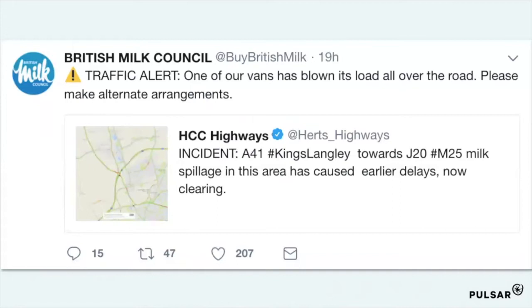Traffic alert. One of our vans has blown its load all over the road. Please make alternate arrangements. Hilarious. There's been a milk spillage. So this continues, and I urge all of you to have a look at Buy British Milk. It's an absolutely hilarious page. I'm going to ruin it for you all now when it comes to content.